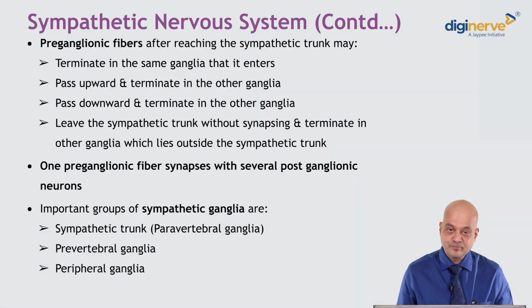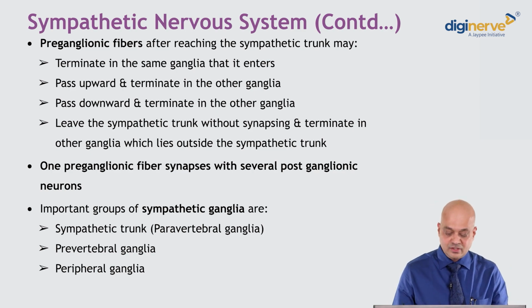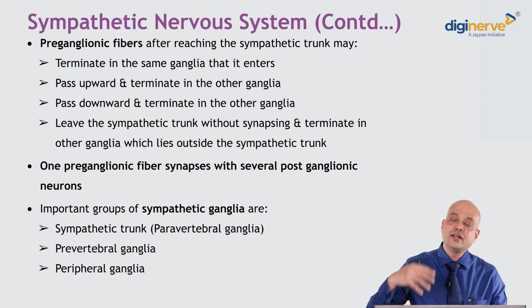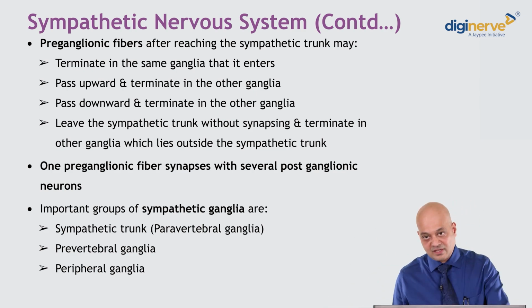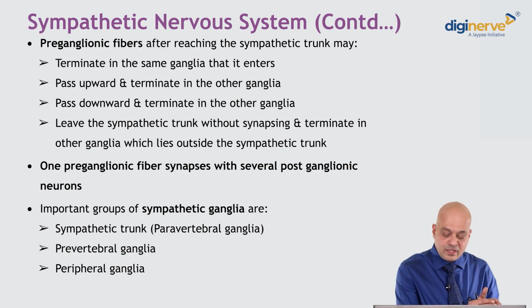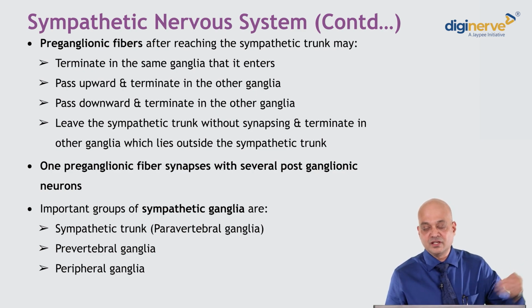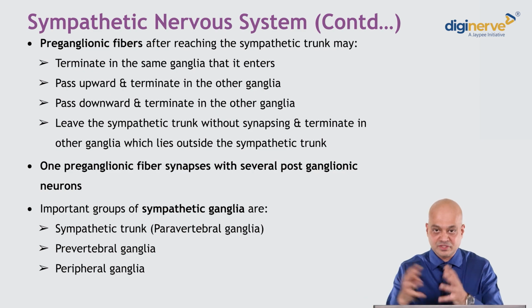The preganglionic fibers, after reaching the sympathetic trunk, may terminate in the ganglia, or may pass upward and terminate in some other ganglia, or may pass downward and terminate in the lower ganglia. It may leave the sympathetic trunk altogether without synapsing and terminate in other ganglia which lie completely out of the sympathetic trunk. One preganglionic fiber synapses, mind you, with several postganglionic neurons. So it's like an electrical junction, a single wire coming in and multiple wires coming out of the junction box.